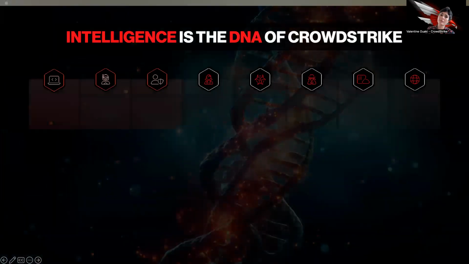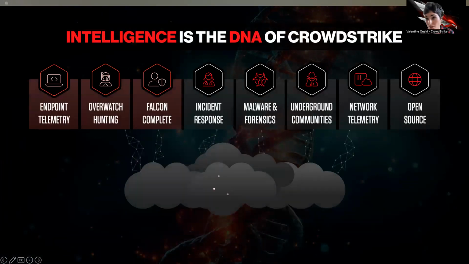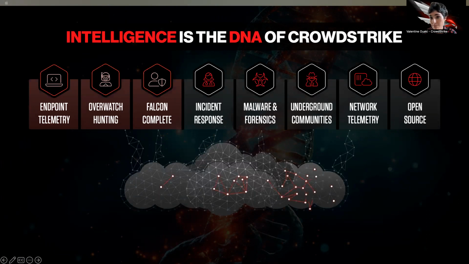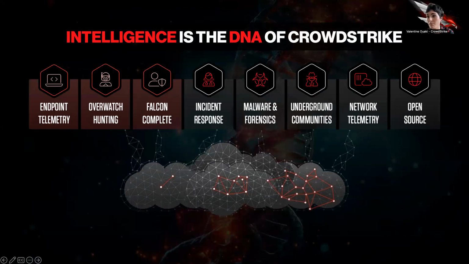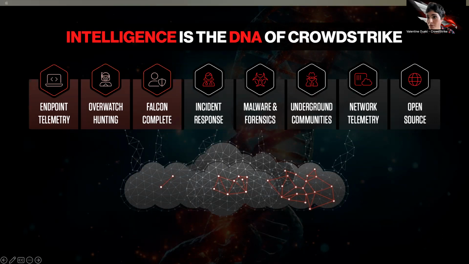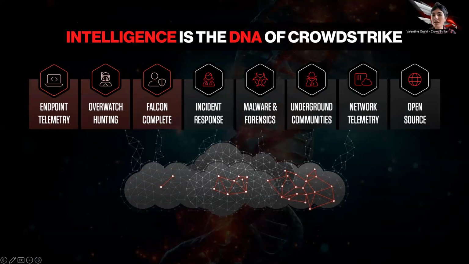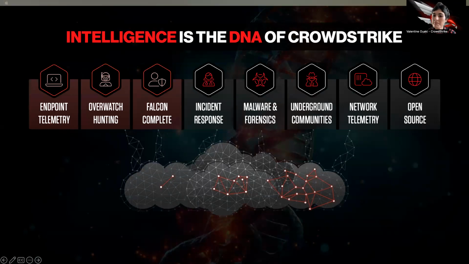At CrowdStrike, we have a specificity, which is our intelligence collection. We collect intelligence from different sources, the first one being the endpoints. They receive more than 1 trillion events per day, which gives more reliable IOCs on threat actors because they are being collected directly and in real time from endpoints of CrowdStrike customers located everywhere in the world and also in all sectors.